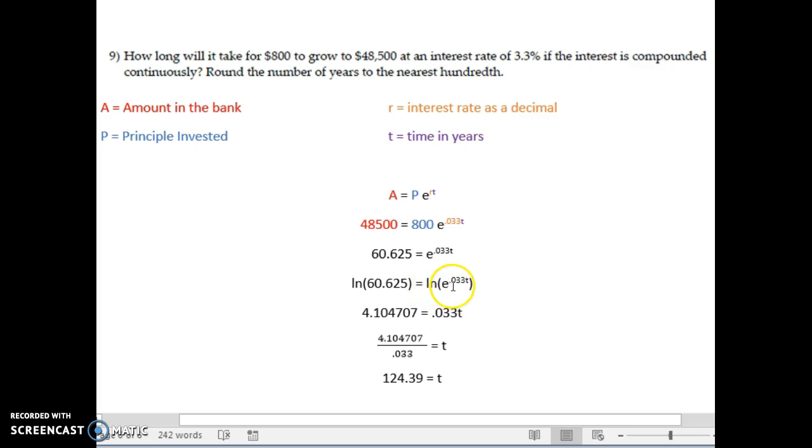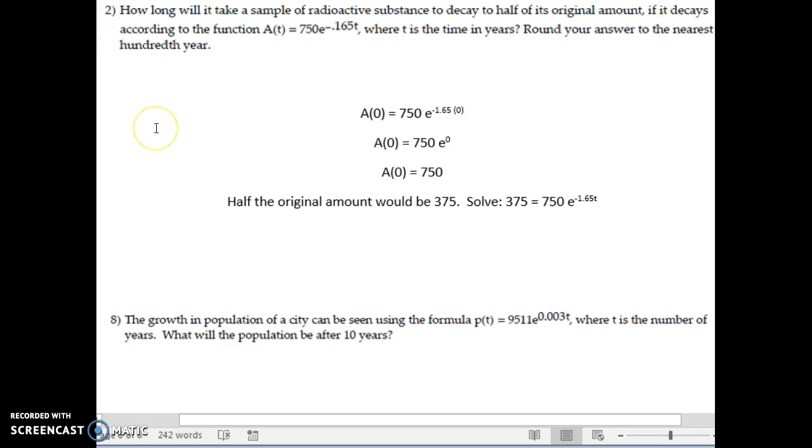Another way to see why that happens is, remember, you can bring this exponent down to the front and multiply it. And ln of e just equals 1. So you're going to have this exponent out in front multiplied by 1. And so the answer is just that exponent. Alright, and then from here we're solving for t, so divide both sides by 0.033, and you get the amount of time in years.